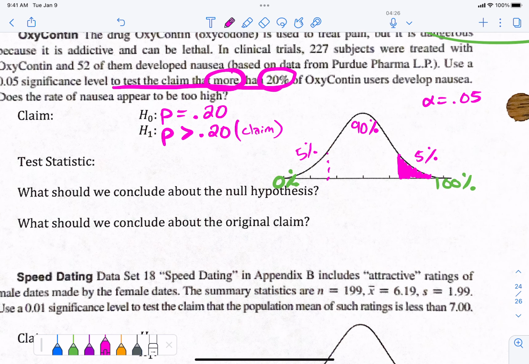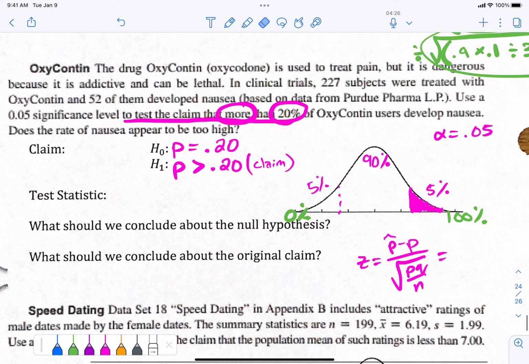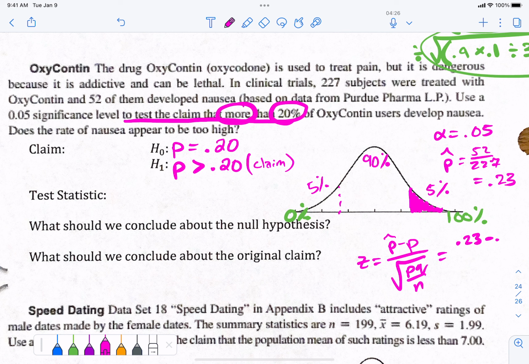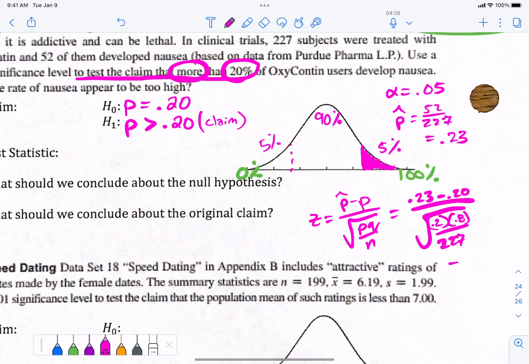We need to calculate the test value, Z equals P hat minus P over the square root of PQ over N. We don't know what P hat is yet. In 227 subjects who were treated, 52 of them developed nausea. So P hat is 52 divided by 227, which is 0.23. So Z equals 0.23 minus 20% over the square root of 20% times 80% over 227.